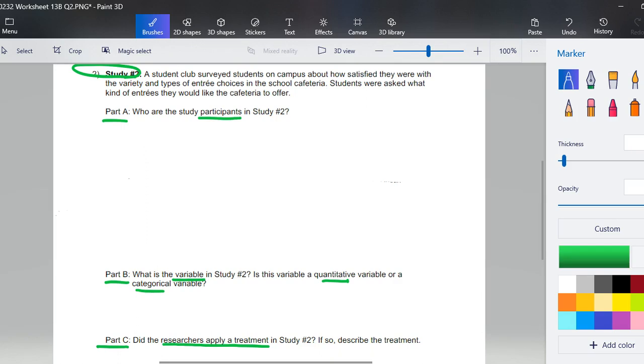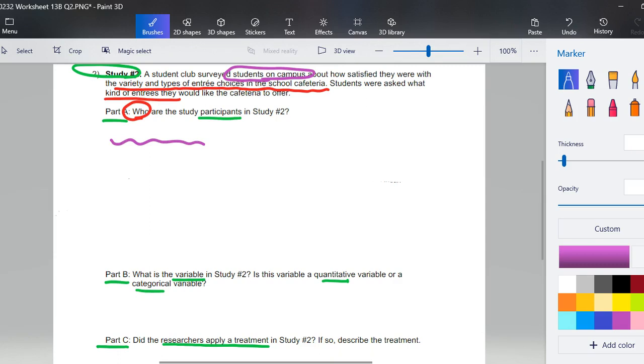A student club surveyed students on campus to see how satisfied they were with the variety and the types of entree choices in the school cafeteria. Students were asked what kind of entrees they would like the cafeteria to offer. So who are the study participants? Well, they surveyed students on this particular campus. So it's students at this school, and write that here.